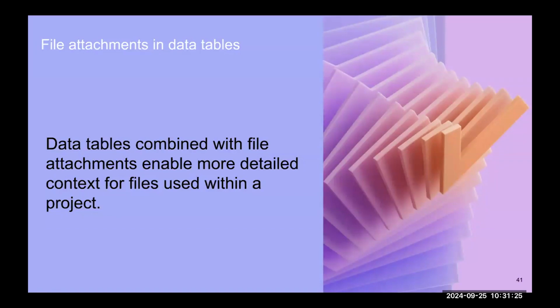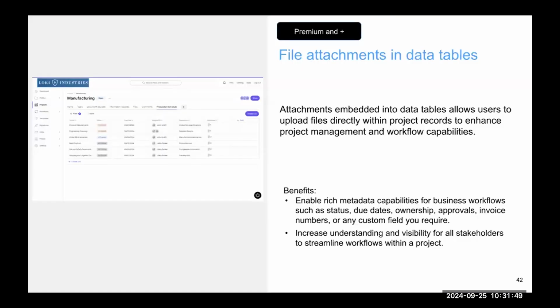And then one last one we have around file attachments within data tables. So within projects, you can actually create customized data tables. And what this allows you to do by adding a column that allows file attachments is you can create a whole bunch of metadata and build context around files used within a project. And I'll show you how that works here.